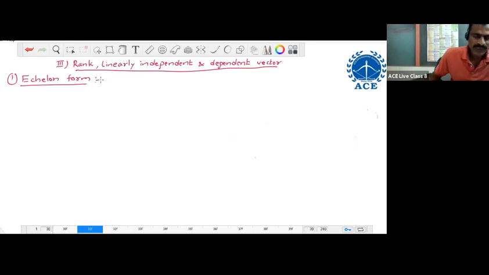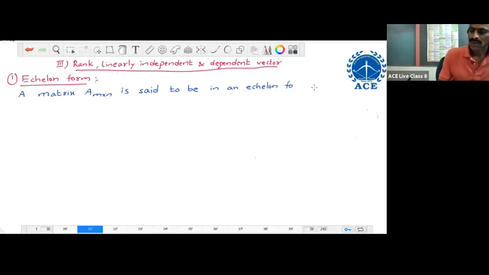Now first we discuss the conditions of the echelon form, and then we read the rank. A matrix A m cross n is said to be in echelon form if, after if, we read the two conditions.